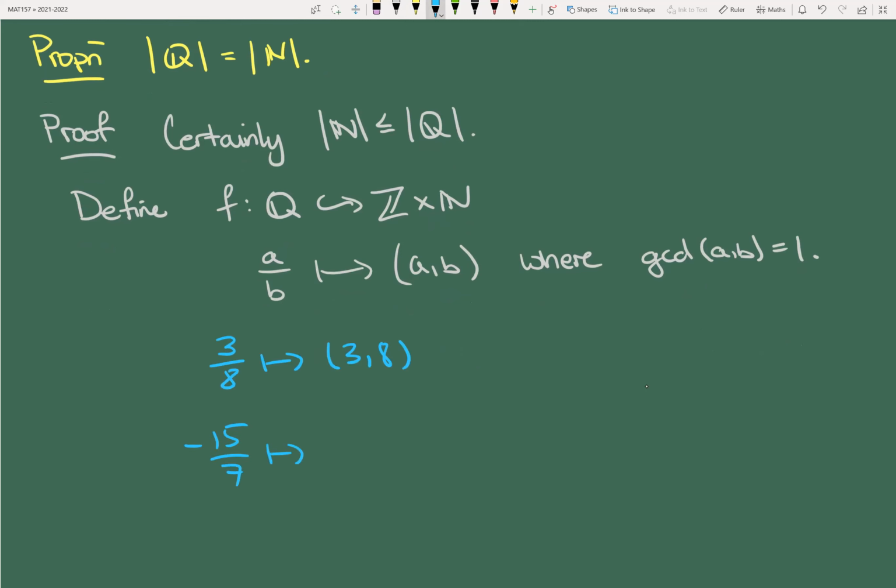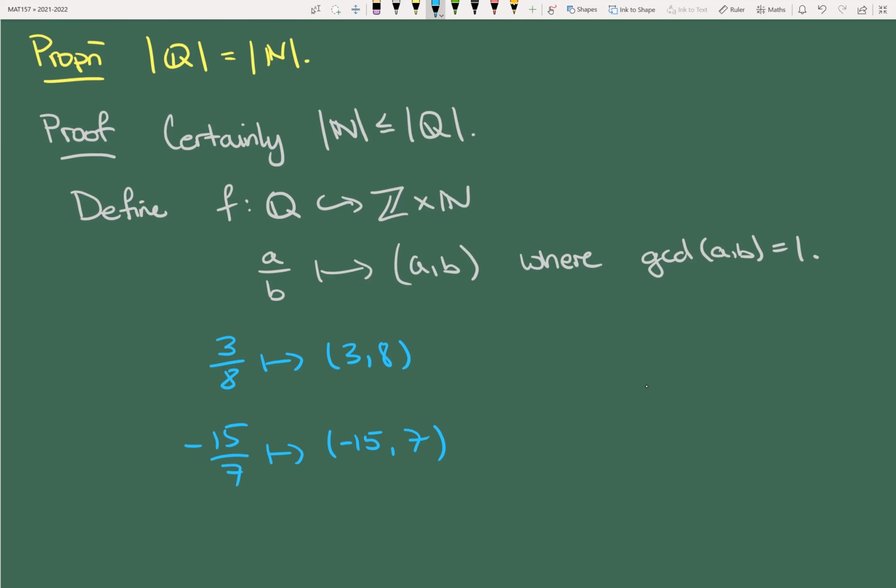And -15/7, the negative will always go into the first thing, right? Because that's the integer portion. So the integer or the negative portion will always go into the first argument. Now the GCD(a,b) thing, I don't really want you to worry about that. This just guarantees the map is well defined, right? This says that a over b is already in lowest terms. So 1/2 is going to map to (1,2), and we can't apply this map to 4/8 because it's not in lowest terms. So when you want to figure out what 4/8 is, you first have to reduce it to 1/2 and then map it.